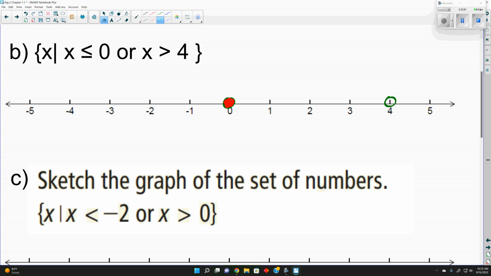So at the point 0, are we going to shade to the right or to the left? Left, because x is what? Bigger than 0 or less than 0? Less than. So we want all the numbers that are smaller. How about with 4? To the right, because we're talking about all the numbers that are bigger than 4. And with an or statement, only one of the 2 statements has to be true. So it is possible if they do go towards each other, we would actually end up shading the whole line. Any other questions on this here?